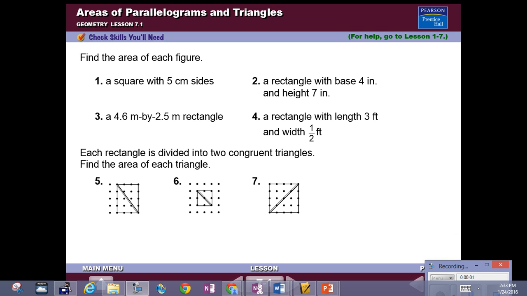Alright guys, we're going to begin with our discussion of areas of parallelograms and triangles. This is section 7.1.